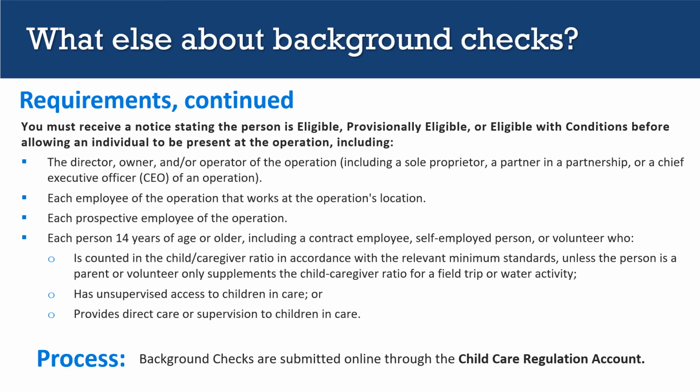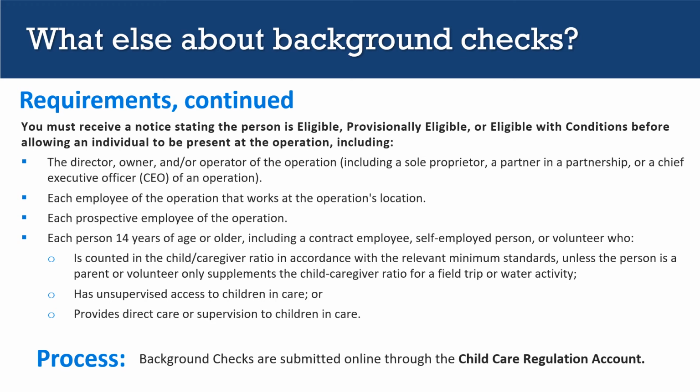You must receive a notice stating the person is eligible, provisionally eligible, or eligible with conditions before allowing an individual to be present at the operation. This includes the director, owner, or operator of an operation, including a sole proprietor, a partner in a partnership, or chief executive officer of an operation.